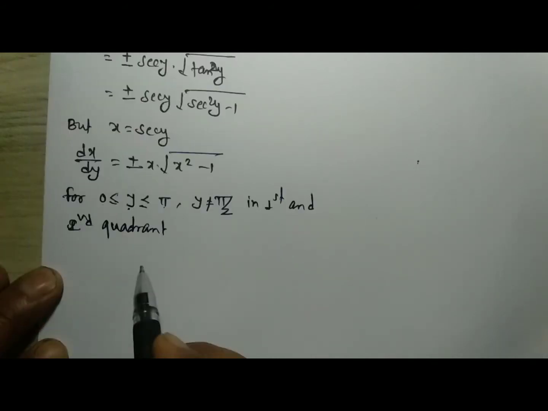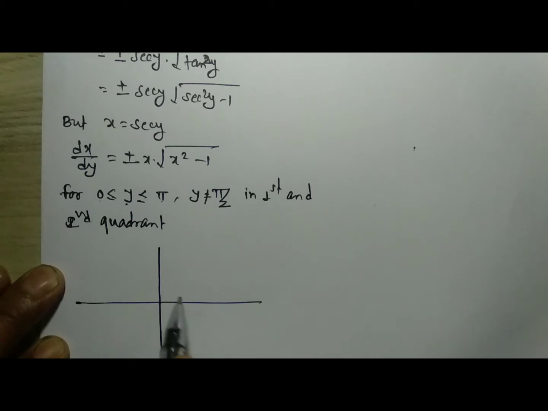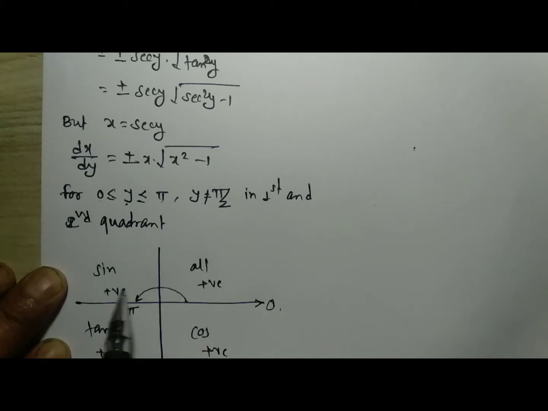First of all, we consider this sec y. Inside this, all ratios are positive. Here sine ratios are positive, here tan ratios are positive, and cos ratios are positive in the fourth quadrant. Now we start from 0 and go in the anti-clockwise direction. You complete pi here, and therefore going anti-clockwise, you are in the first quadrant and second quadrant.